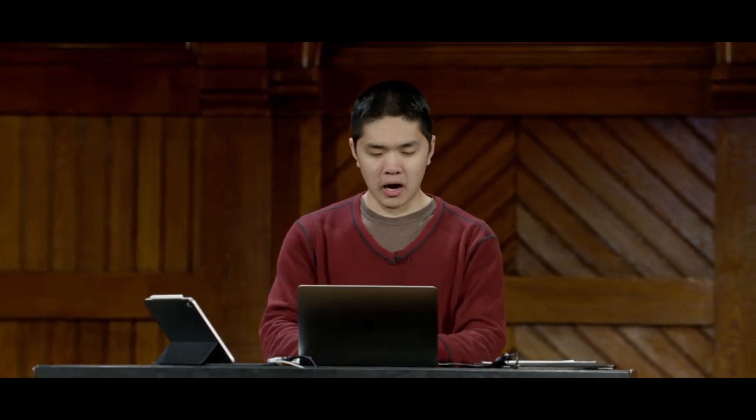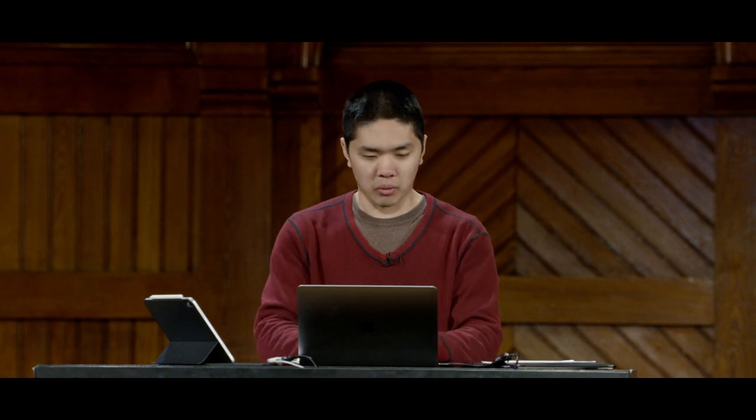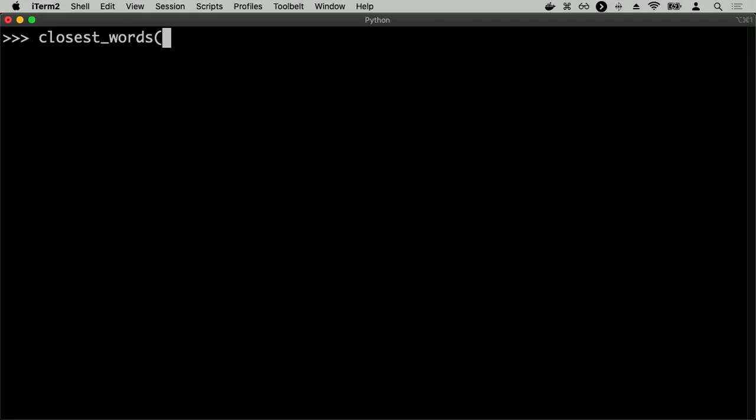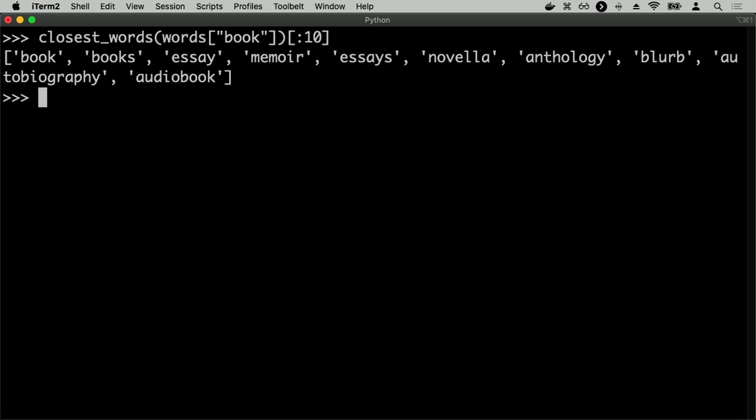I can show you as well, I have a function called closest words that basically just takes a word and gets all the closest words to it. So let me get the closest words to book, for example, and maybe get the 10 closest words. We'll limit ourselves to 10. And right, book is obviously closest to itself, the word book, but is also closely related to books and essay and memoir and essays and novella, anthology.